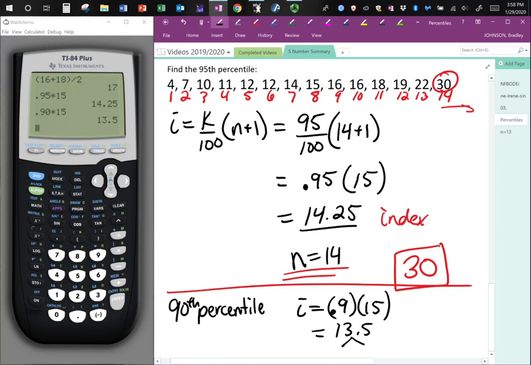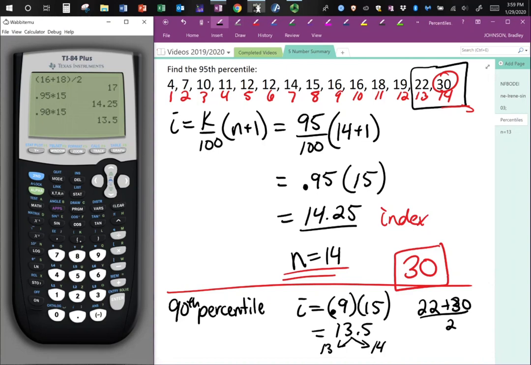That tells me to go to the 13th spot and the 14th spot and find the average. So if you look up at the 13th and the 14th spot, 22 plus 30 divided in half. Remember, put it in parentheses. 22 plus 30, divide it in half. You will get 26. So 26 would be the 90th percentile, which lands approximately there, and that would be our final answer.